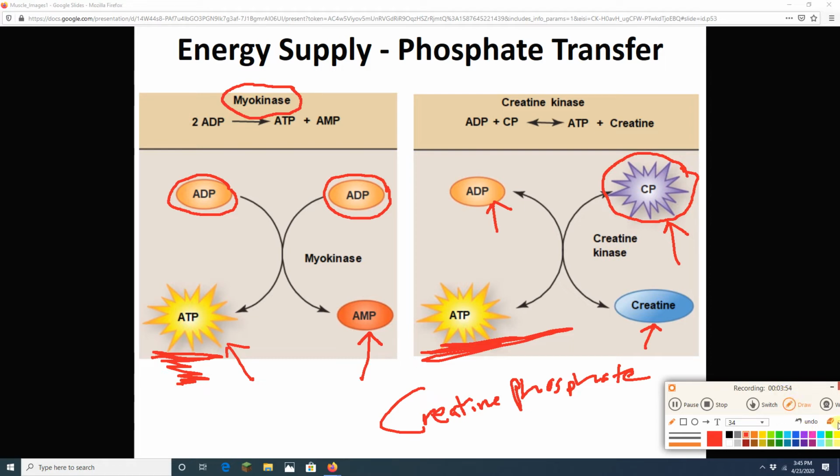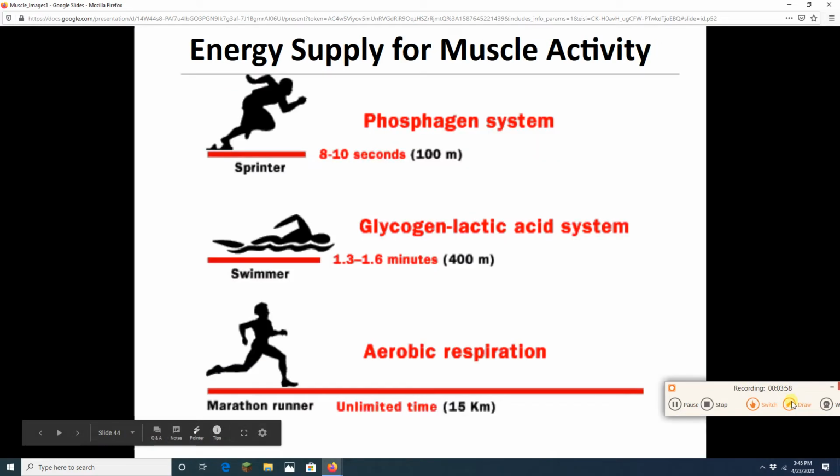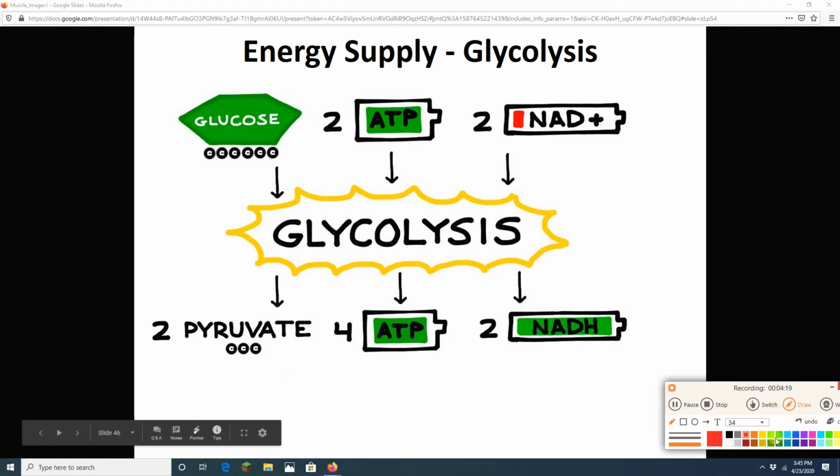We are talking seconds. And sometimes we need muscles to contract for more than seconds, 8 to 10 seconds. Now we've got to get into the minutes, a little more than a minute or so. And to do that, we need to break down glucose. Breaking down glucose is known as glycolysis. And when we break down glucose, we are going to end up with two molecules of this chemical called pyruvate.